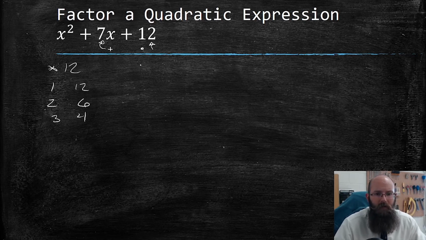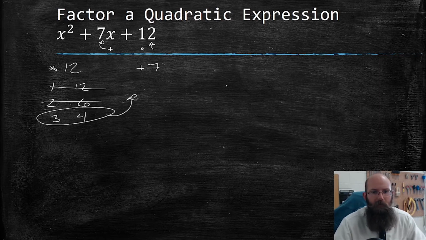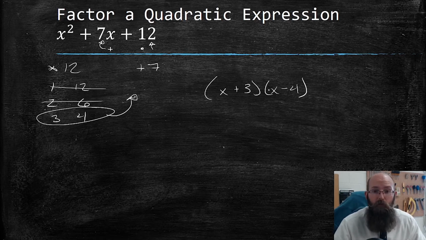Then what adds to get me the 7? Well, that doesn't, that doesn't, that does. So I'm going to have an x plus a 3, and then an x minus a 4. Those things are going to multiply to get me my final answer, which is up here. I can always check this, right?